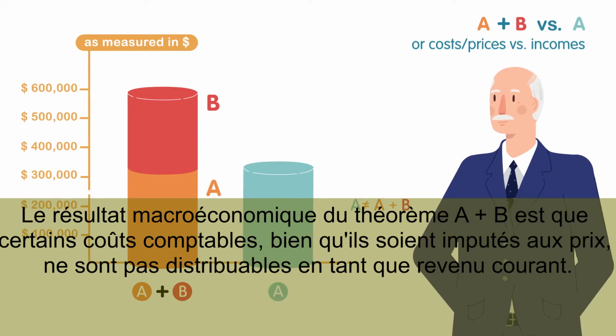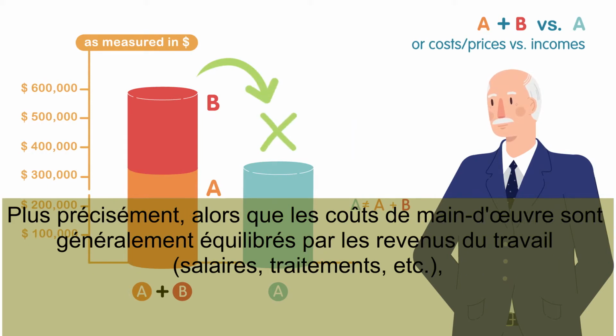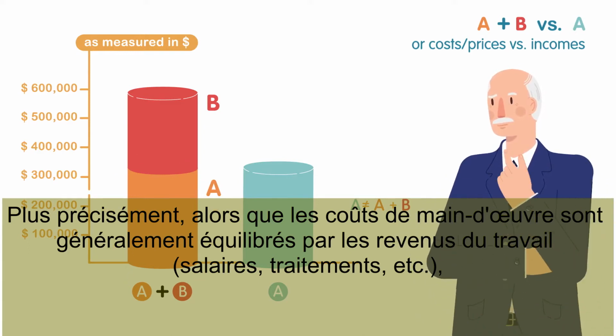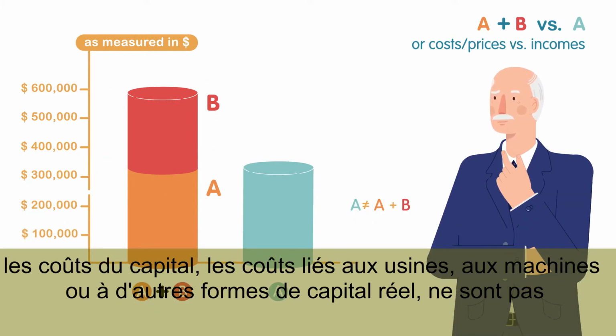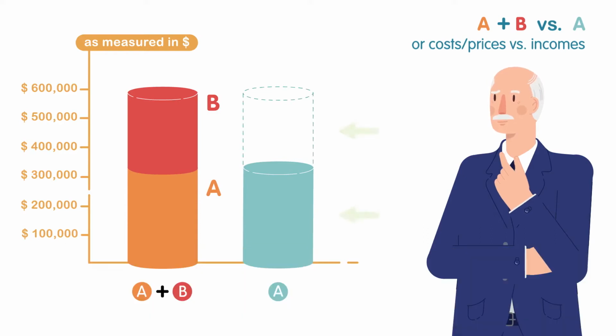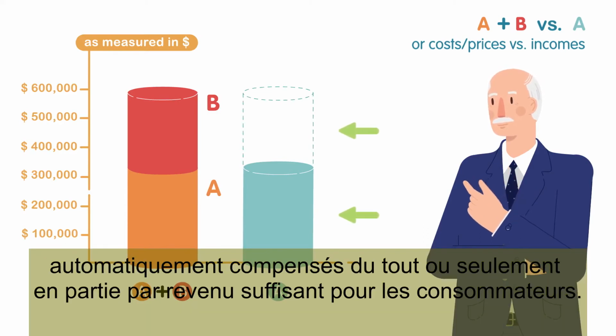The macroeconomic upshot of the A plus B theorem is that some accountancy costs, although they are charged into prices, are not distributable as current income. More specifically, while labour costs are generally balanced by labour incomes, wages, salaries, etc., capital costs, the costs attached to factories, machinery or other forms of real capital, are not automatically offset at all, or only in part, by sufficient income to consumers.